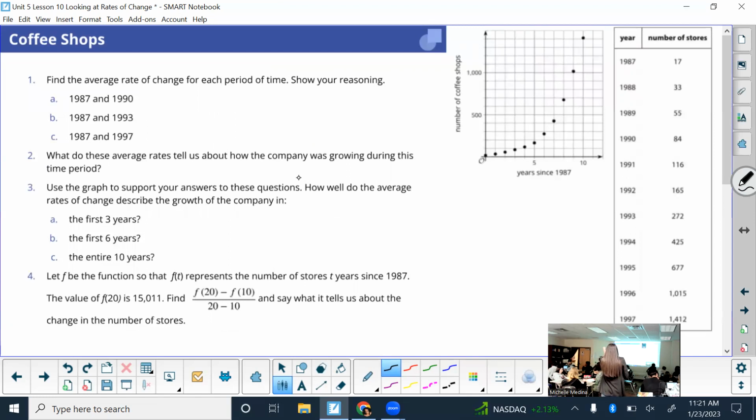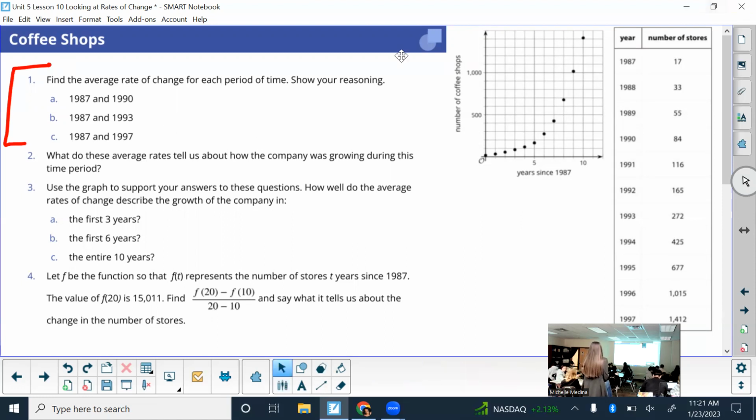So first thing you'll do within your groups, most of you have at least 3 people, find the average rate of change for each period of time and show your reasoning, meaning showing your work would be fine enough. So there's 3 different problems here. You can split it up, divide and conquer. Since it's 3 problems, I'll give you 3 minutes. So can you calculate average rate of change for a given period of time? Try that.